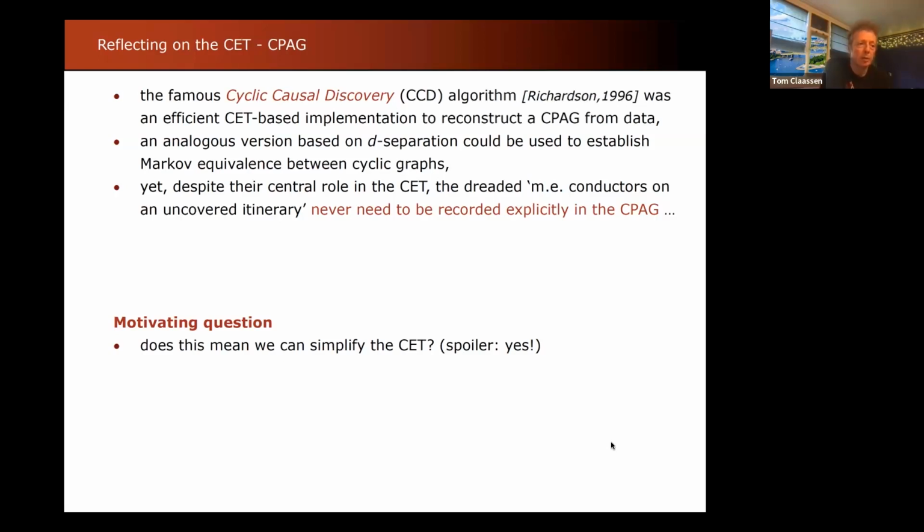A key thing to notice, and this is where I really struggled, is that even though these mutually exclusive conductors are really important, they are not recorded explicitly in the CPAG. And so the motivating question was basically, can we simplify the cyclic equivalence theorem somehow. And obviously the spoiler is yes, otherwise we wouldn't have this talk. So next slide, please.